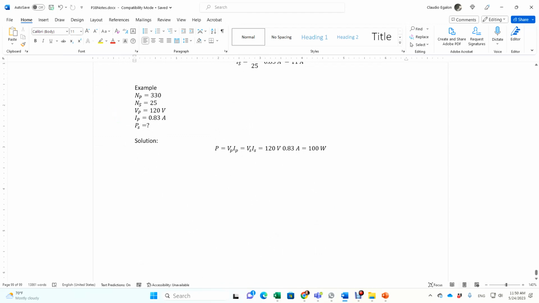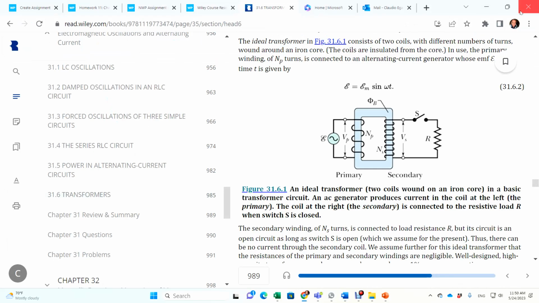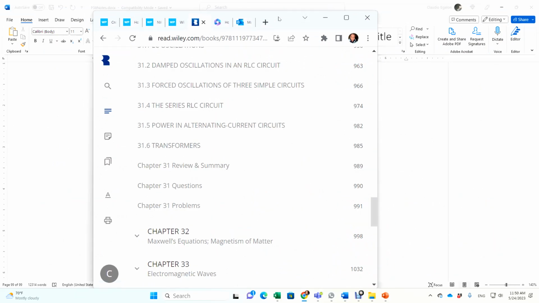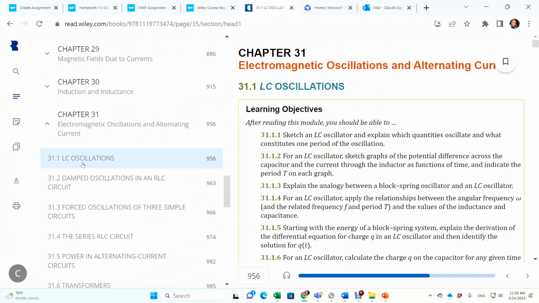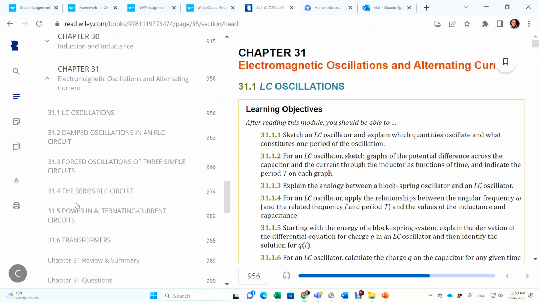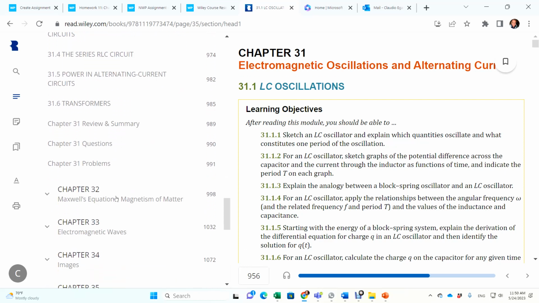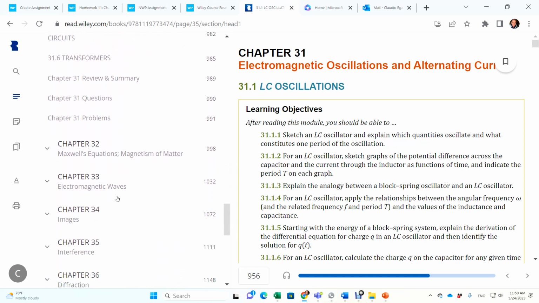So let's take a look at what we covered in this chapter. We did LC oscillations, damped oscillations, forced oscillations, of the three simple circuits: resistor, only a capacitor, only an inductor, and then all the three combined. Power in alternating circuit just takes advantage of that equation, power equal to VI, and we finally did the transformer. So we are done with chapter 31 here.